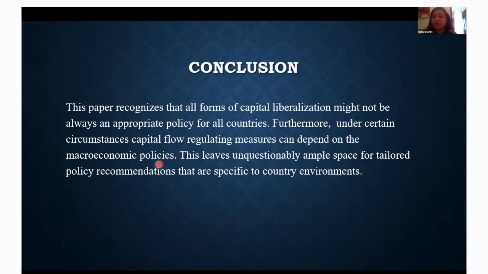always an appropriate policy for all the countries, because some of them are positively related to some negative. However, under certain circumstances, capital flow regulating measures can depend on the macroeconomic policies that are tailored to countries. And this leaves unquestionably ample space for tailored policy recommendation, and this is also where this paper addresses future scope of study. So with that, I shall conclude my presentation, and if you may have any question, you can ask.